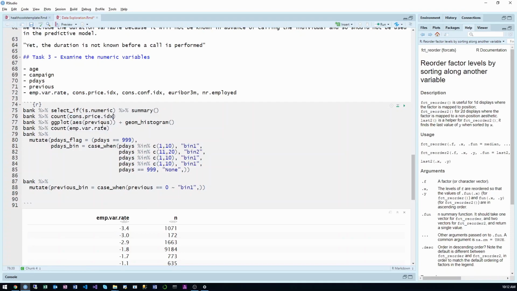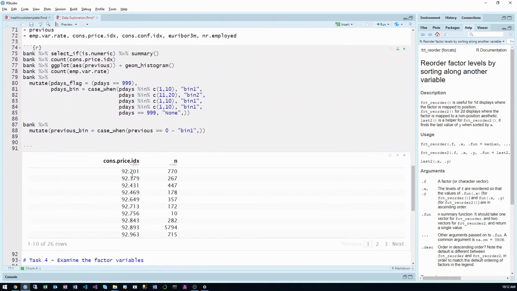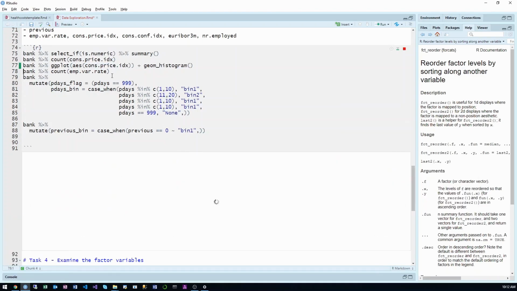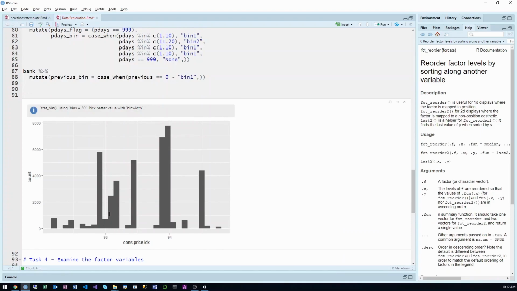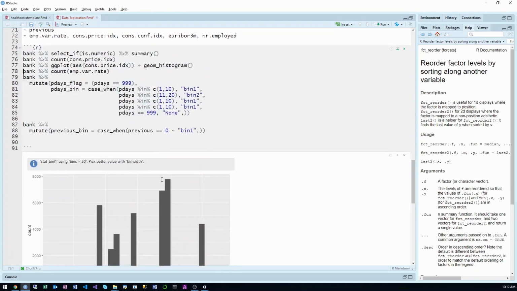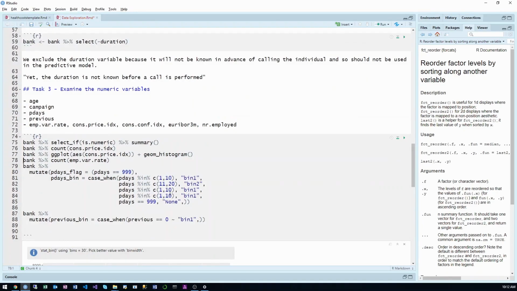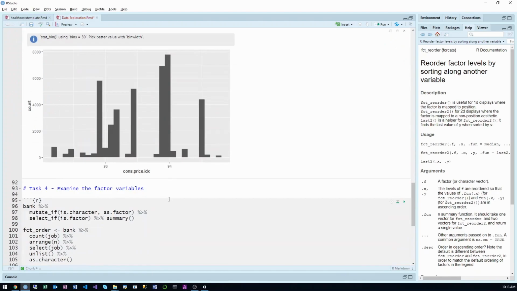Let's look at the consumer price index. You can see this looks like it's more continuous. There's still a lot of variation. So maybe a good strategy here would just be to create bins, from 93 to 94, 94 to 95, or just round the value down and use that instead of the raw value explicitly.